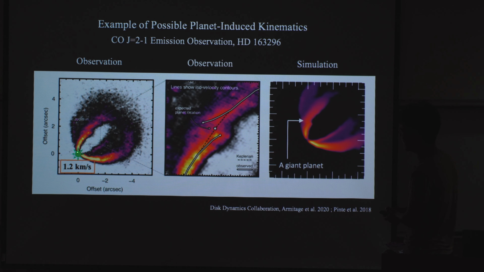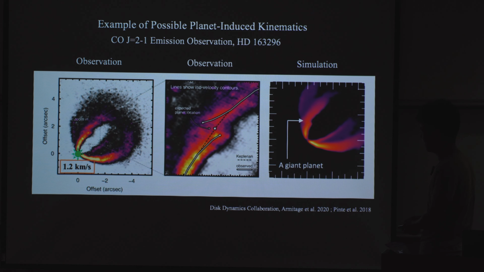So the star is here at 0, 0. And this channel map is at 1.2 kilometers per second. This is the line of sight velocity. The emission is where gas is moving at this particular line of sight velocity. There is, of course, gas everywhere around the star. We don't see the other gas because it is not moving at this particular line of sight velocity. So in this channel map, the emission is sort of in a butterfly pattern.